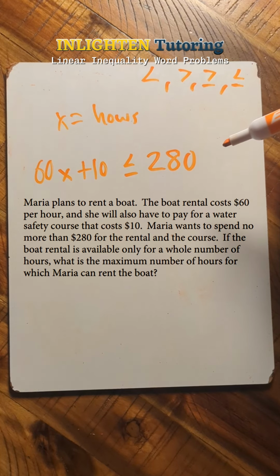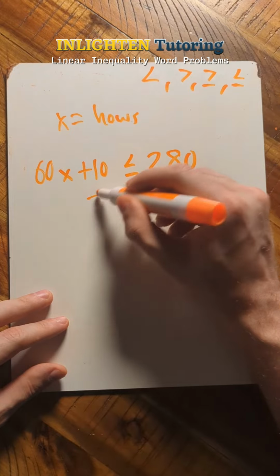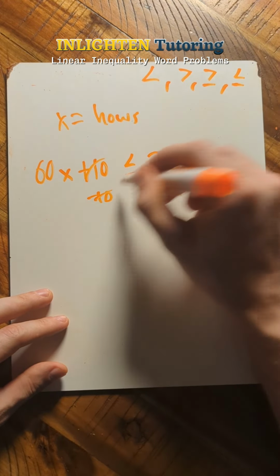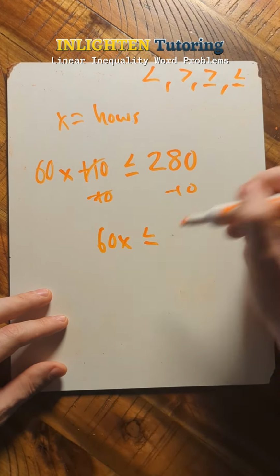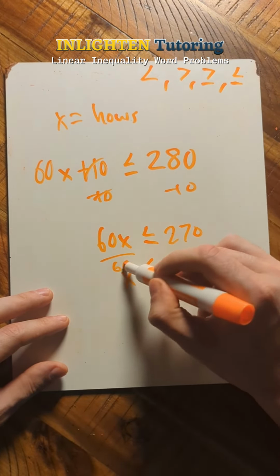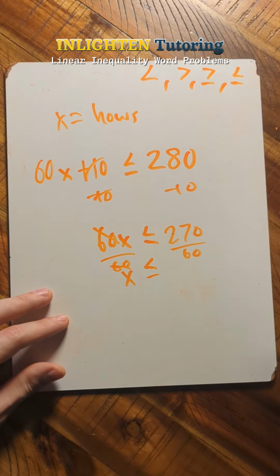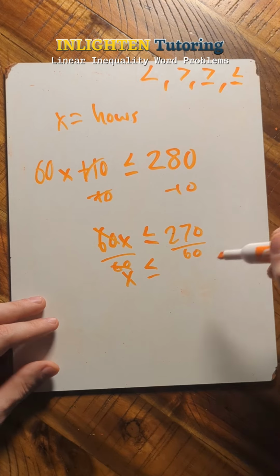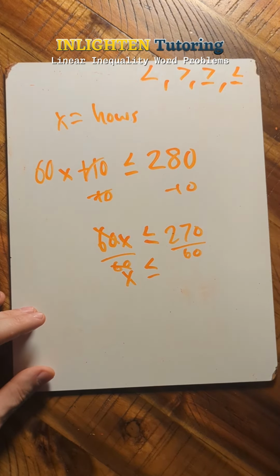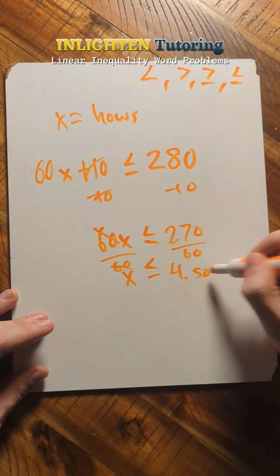They want to know if the boat rental is available for only a whole number of hours. Now that's important. What is the maximum number of hours for which Maria can rent the boat? Okay, so now I just solve for x. So minus 10, minus 10. And I divide by 60. That goes away. 270 divided by 60. 60 times 4 gives me 240, which means this answer here is going to be 4 point something.